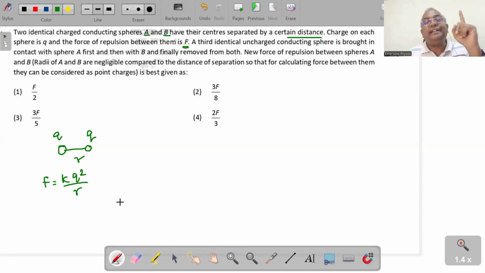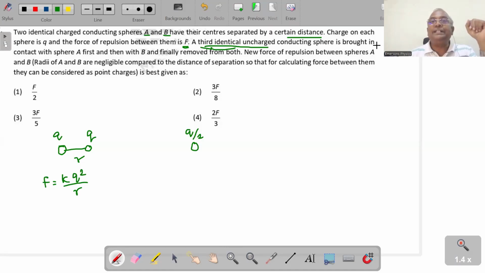A third identical uncharged conducting sphere. நல்லா புரிஞ்சுக்கணும். Third இன்னொரு uncharged sphere கொண்டு வரோம். Conducting sphere is brought in contact with A. நல்லா புரிஞ்சுக்கோ. A-க்கு கொண்டு போனோம்னா அந்த ரெண்டு சார்ஜ் ஈக்குவலா மாறிடும். அப்போ A-ல கொண்டு போனோம்னா இது Q/2 மாறிடுச்சு. அந்த சார்ஜ் Q/2 மாறிடுச்சு. ஓகே.